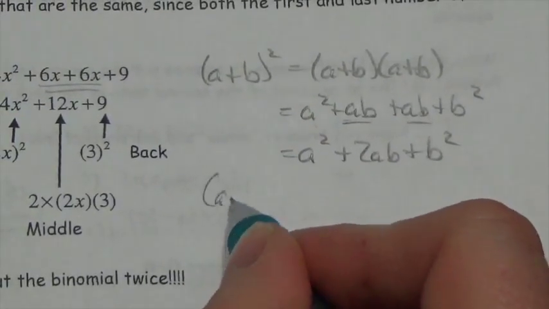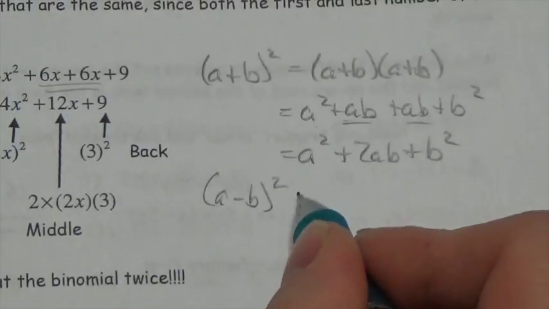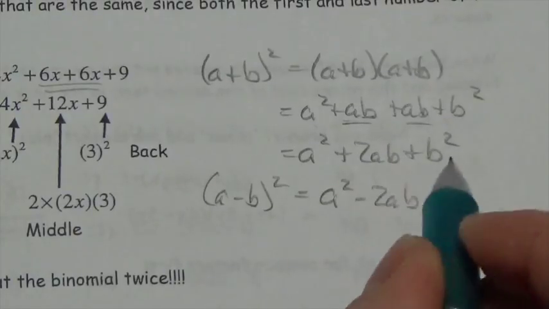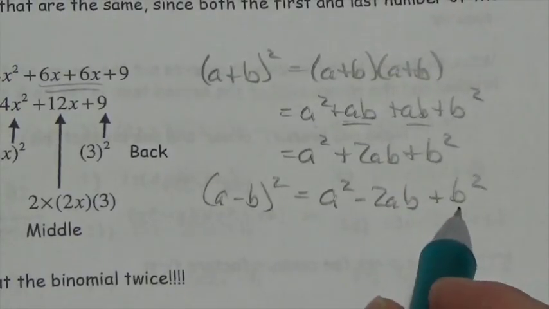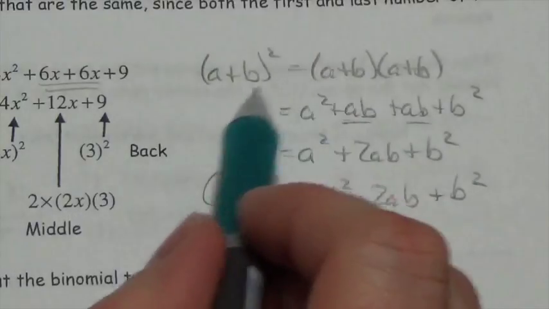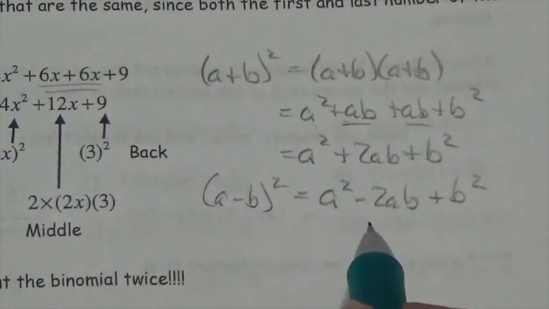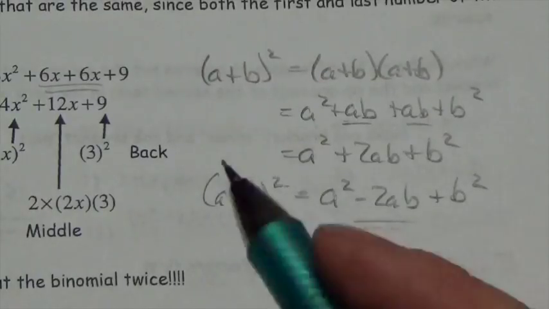Now, just really quickly here, if this was a minus b squared, then what you would have noticed here, you'd get a squared, and the two middle terms would be negative, and that final term would also be positive again, because a negative number multiplied by itself would be positive. And so you'll end up with this negative 2ab here.